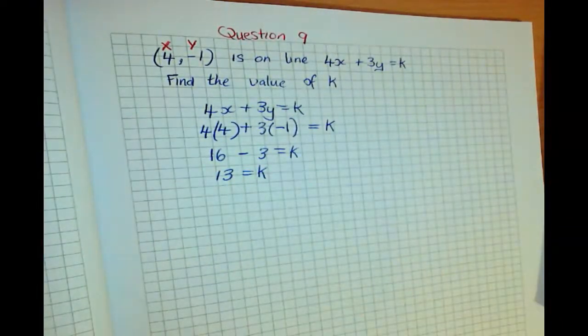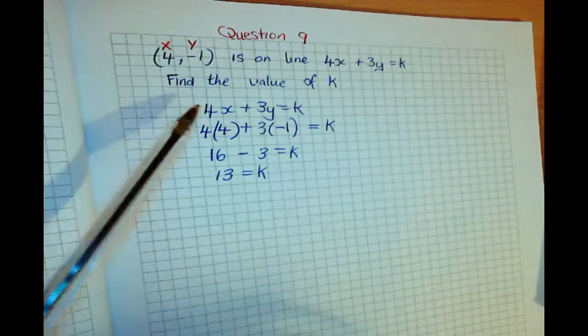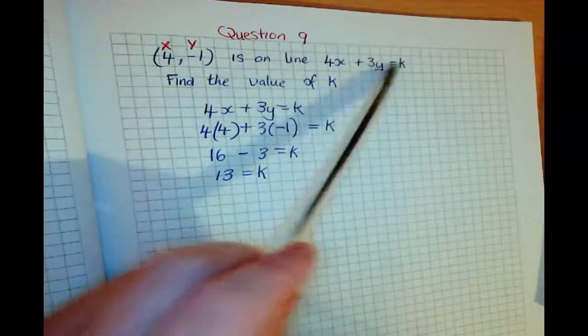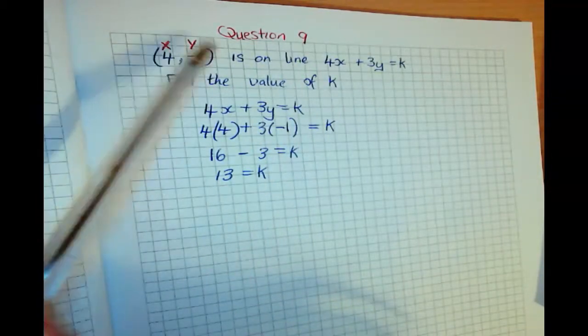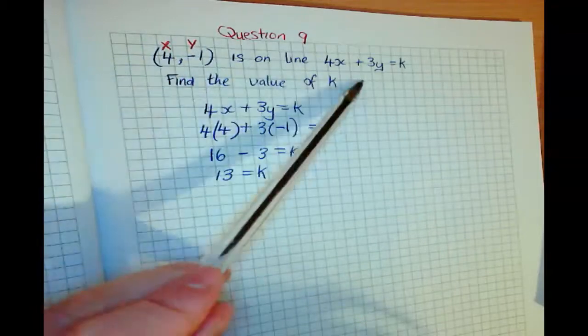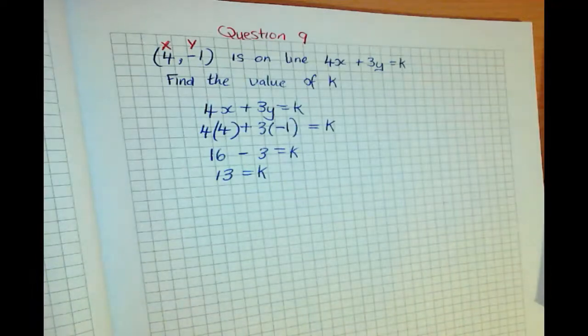Okay, so lads, you do the same thing if you're given a point with a letter in it and you're given the equation and you're trying to solve for the letter. If you're told that the point is on the line, if you sub it in, you should be able to solve for the unknown.